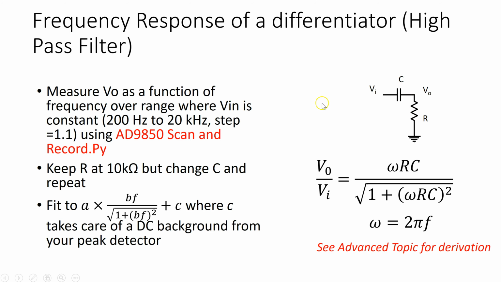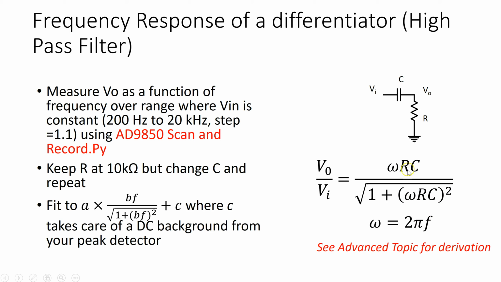The transfer function, in other words the relationship between V out and V in, is given by this equation here. This equation is derived by writing down the complex impedance of the capacitor and the resistor, which is of course just a real resistance, and then solving for the modulus of V out over V in, once again derived in the advanced topics. And here's the result: omega RC over the square root of 1 plus (omega RC) squared.